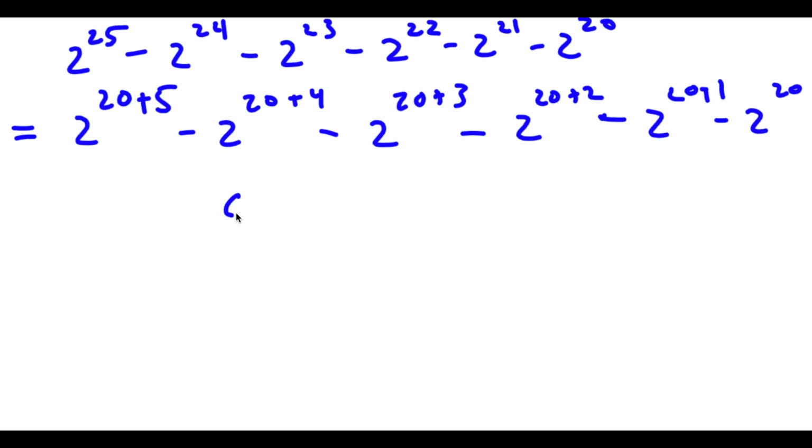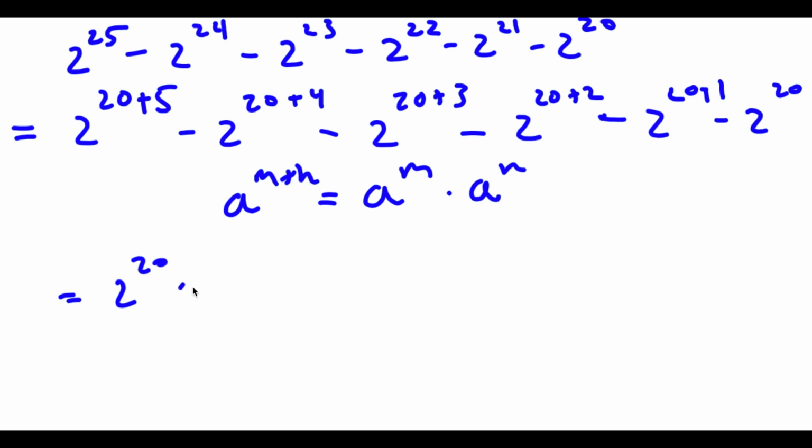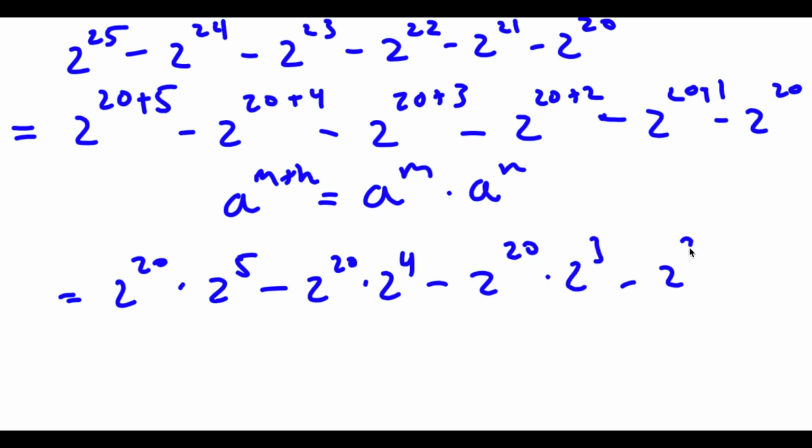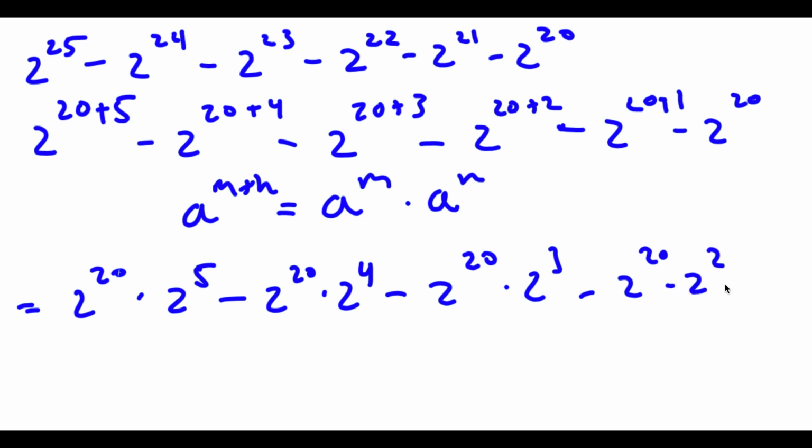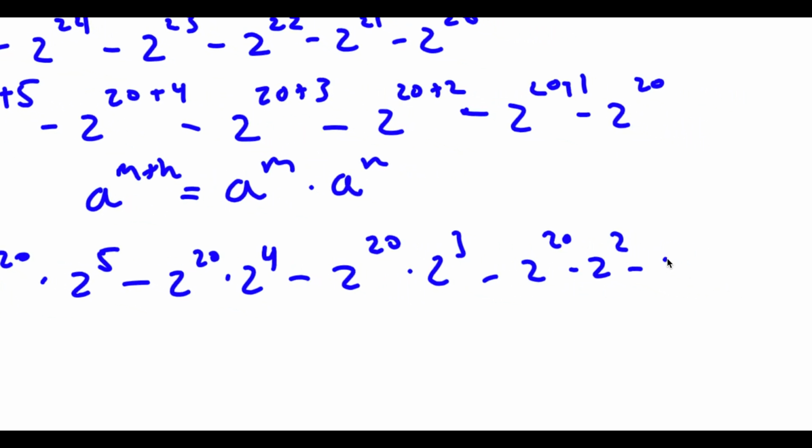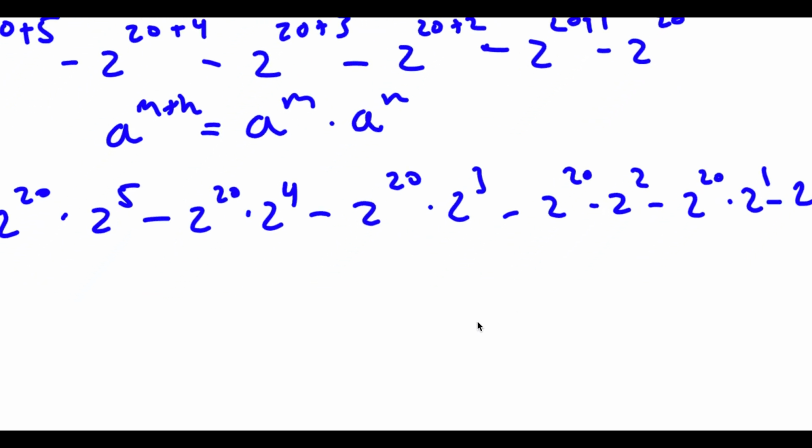Now, if I have something in the form a to the power of m plus n, this is equal to a to the power of m times a to the power of n. So 2 to the power of 20 plus 5 equals 2 to the power of 20 times 2 to the power of 5. 2 to the power of 20 plus 4 is 2 to the power of 20 times 2 to the power of 4. Then 2 to the power of 20 times 2 to the power of 3, 2 to the power of 20 times 2 to the power of 2, 2 to the power of 20 times 2 to the power of 1, and 2 to the power of 20 at the end.